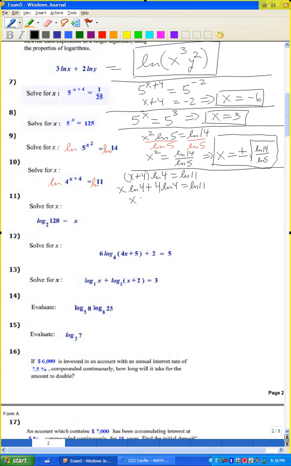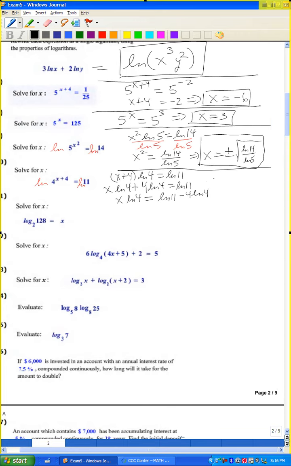Subtract 4 ln 4 from both sides of my equation. So x ln 4 is equal to ln 11 minus 4 ln 4. And so, dividing both sides of my equation by ln 4, I have x equals (ln 11 minus 4 ln 4) divided by ln 4. And that is your answer.